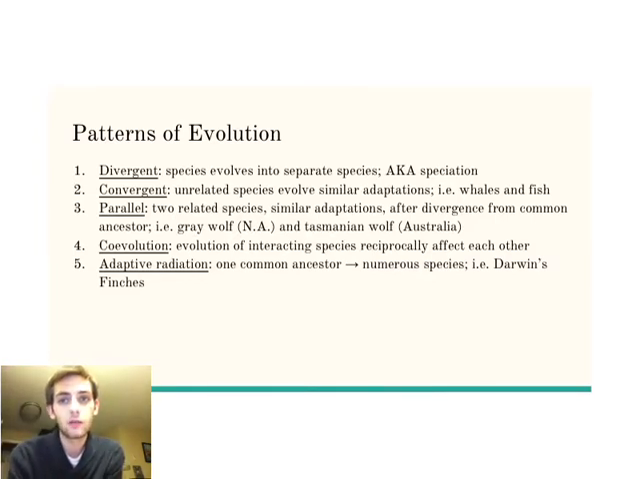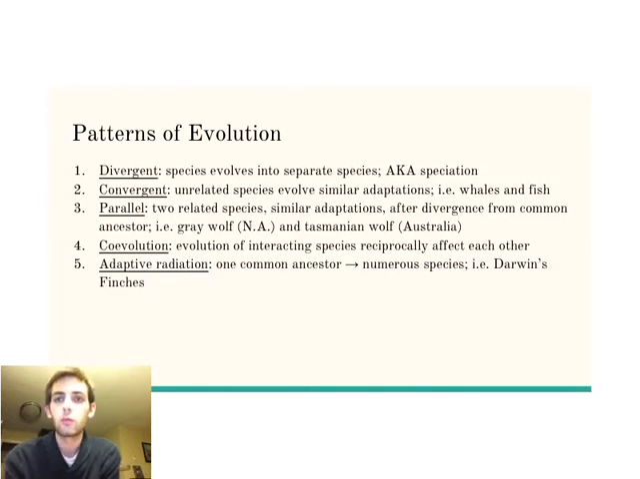You have convergent evolution, which is when two unrelated species evolve similar adaptations because of the environments that they share. So a very good example of this is whales and fish. Whales, as you know, are mammals, but they have a lot of characteristics of fish. They have fins, they have a streamlined body, some characteristics that are very similar to fish. However, we know from phylogenetic analysis that whales are not closely related to fish. So why do they have these similar traits? It's because they adapted to similar environments, which is the water.